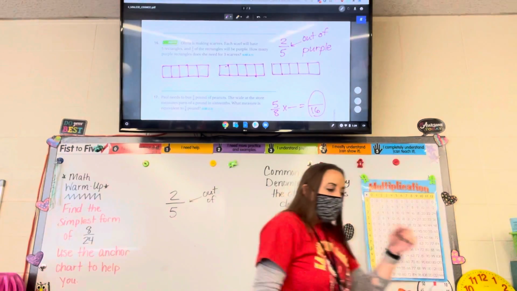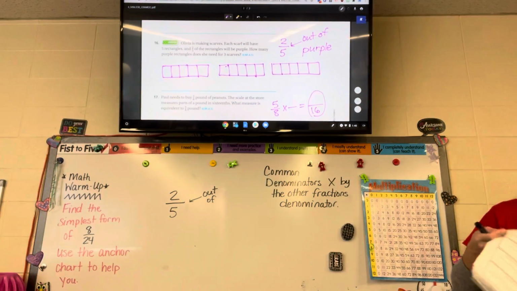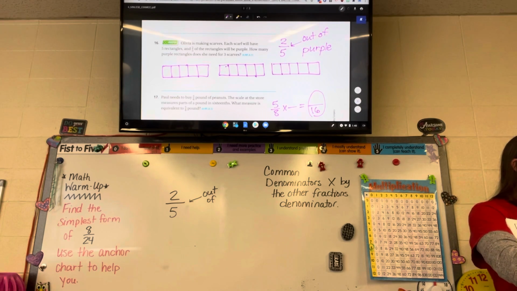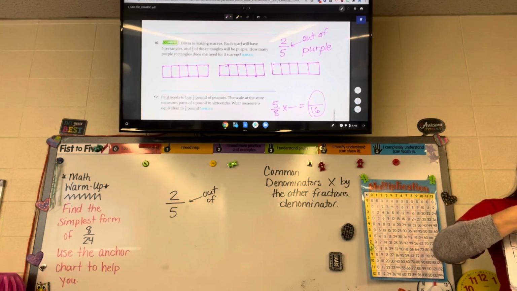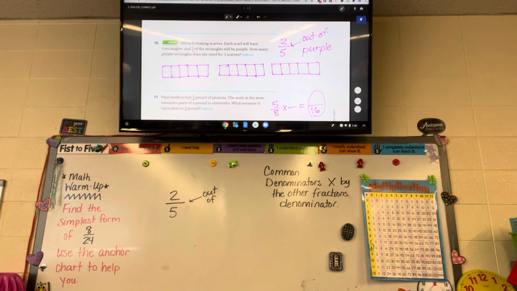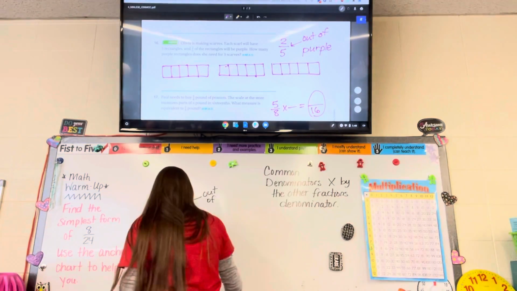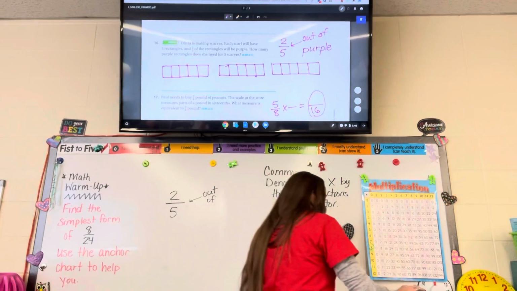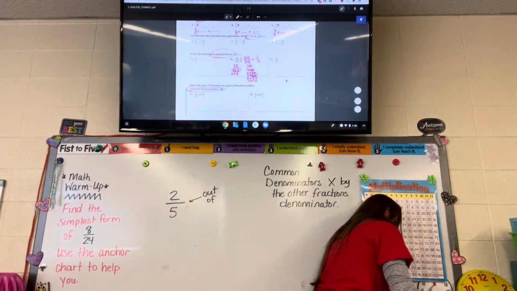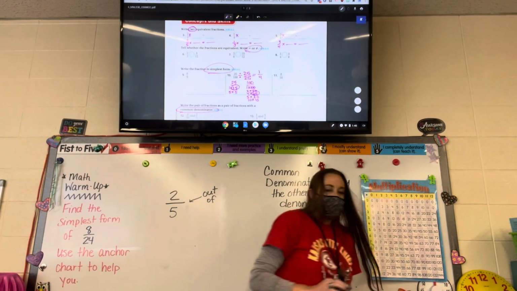Okay. If you guys have any questions, first thing I want you to do is look back in your notebook. Equivalent fractions, simplest form, common denominators. You have examples in your notebook of everything you're going to do. Okay? If you have questions, let me know. I'm going to go back to the front side, so make sure you got all that down. Okay? And that is it.